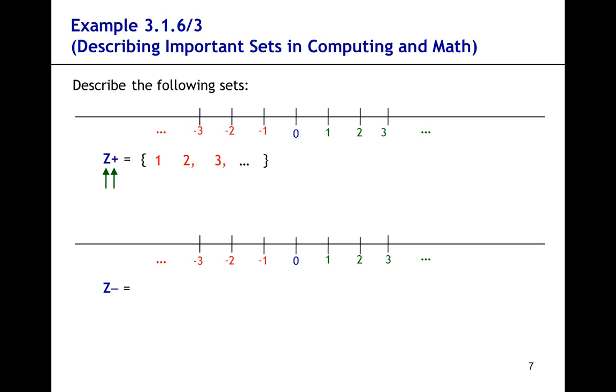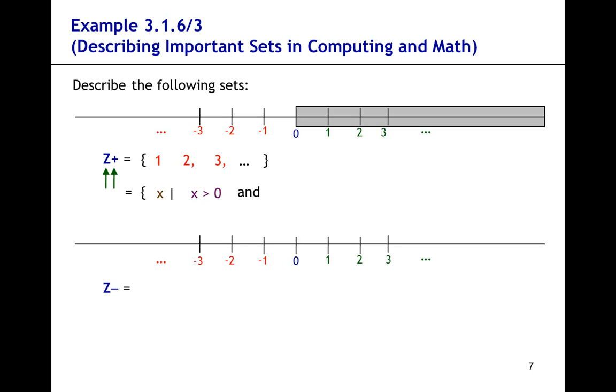To do that, we can say that Z plus is the set of little x such that x belongs to this continuous spectrum on the right. So we say x is greater than 0. Also, we must pick up only the x's that are whole numbers. So we add another condition that x must belong to the set of integers Z. Hence, the full description of Z plus is achieved by using two conditions put together.